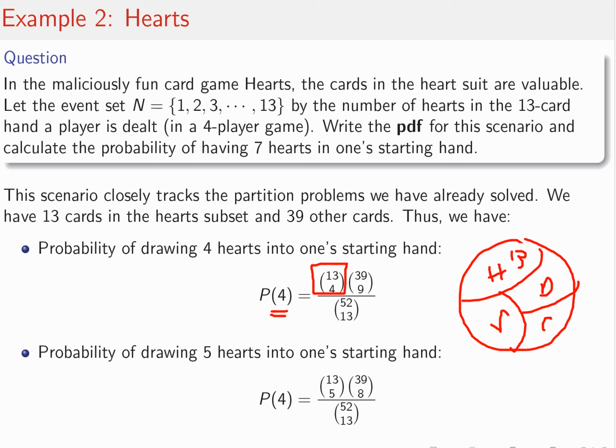Well, there are 13 hearts to choose from, and we need 4, right? But the rest of the partition, the stuff that's not in the hearts, there's 39 cards there, and we're choosing the remaining 9 cards from there, right? 13 minus 4 is 9. So if we've chosen 4 cards that are hearts, we have to choose 9 cards that are not hearts. Over the total possible ways to pick a 13 card hand from 52 cards, this is the partition problem that we've already solved, or we've solved things similar to this, right? We're using the suit partition from a couple lessons ago.